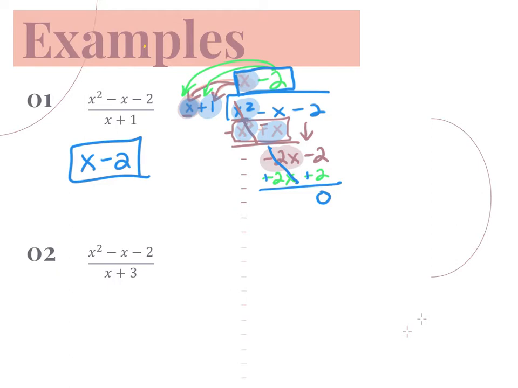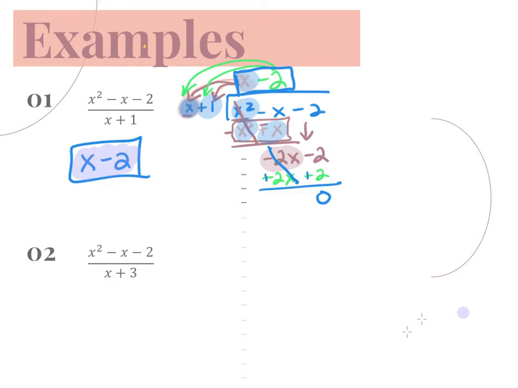So in the previous slide it said you write the answer as quotient plus remainder over divisor, and that's if you have a remainder. So if we don't have a remainder, it would be plus 0 over the divisor, so we leave it like that. The next one's going to have a remainder. Yeah.